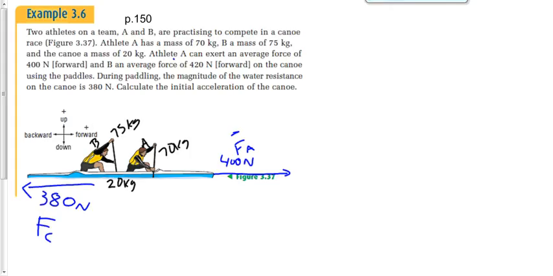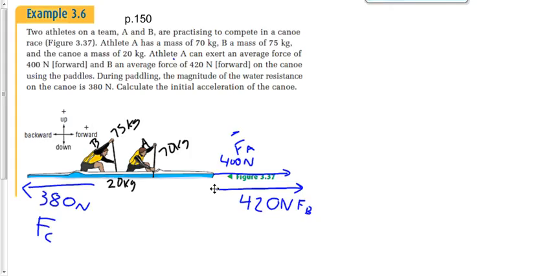Next up. Thank you, Miles, for volunteering to draw another one. Miles is going to draw something to the right. All right, he's drawing something bigger, it looks like. 420 newtons. And he's going to call that FB. Okay, that works. Should be a little bit longer than the 400 newtons. So we've got 400, 420, and 380.